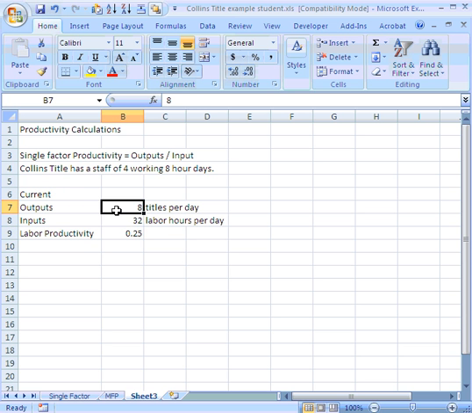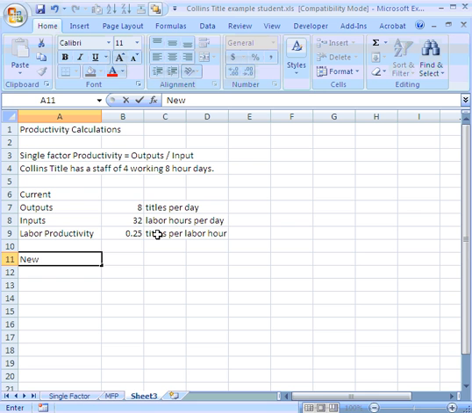If I change this to 5, it doesn't change this. So I want the calculation to be that cell divided by this cell. And that gives me 0.25 titles per labor hour. And the days cancel out.